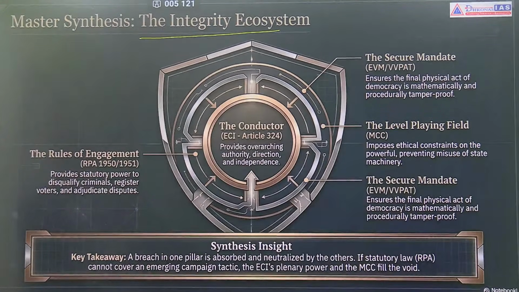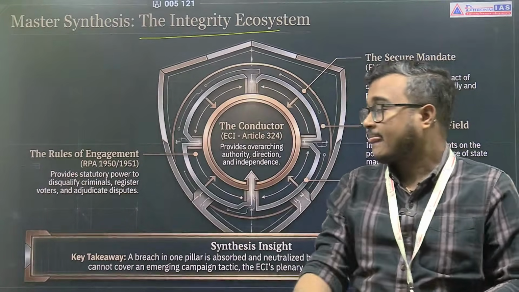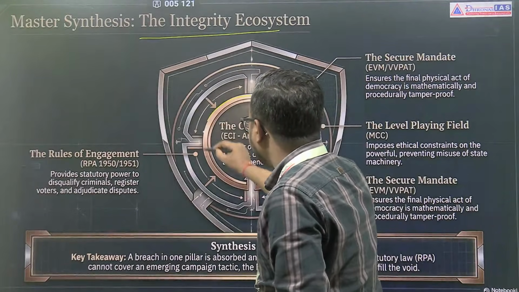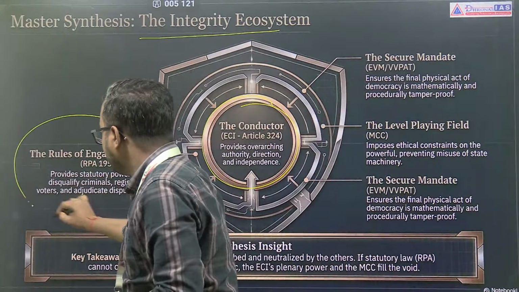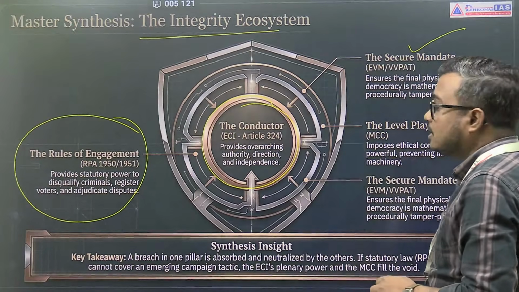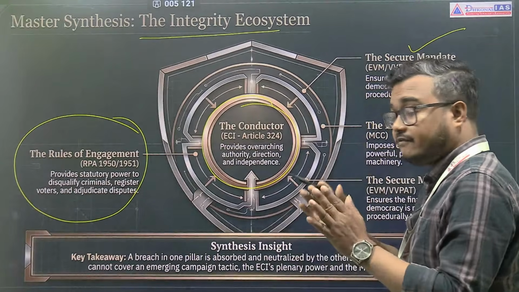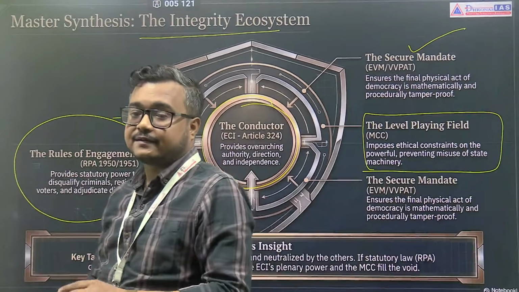Now, what about the final integrity ecosystem? We have checked almost the entire process from constitutional to ethical. Now let's sum up. So we have the main engine here, that is ECI. We have the rules of engagement here, 50 and 51. And obviously we have the secure mandate, that is EVM VVPAT. And obviously we'll have the level playing field, that is MCC.